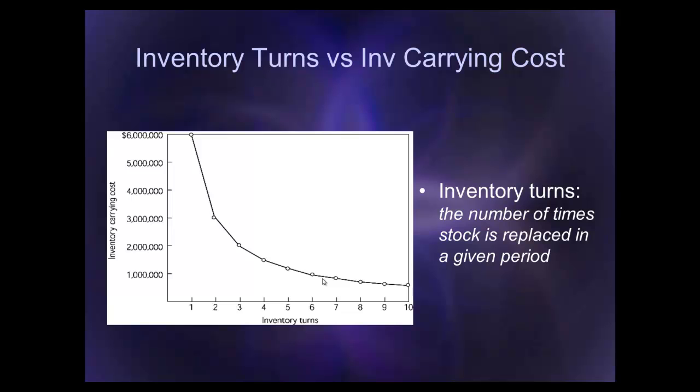So what the master production schedule can do is work out the optimum level, the number of turns versus the cost of storing those goods. So there's no right or wrong answer. There's just the most economic answer for your particular product range or brand or company.